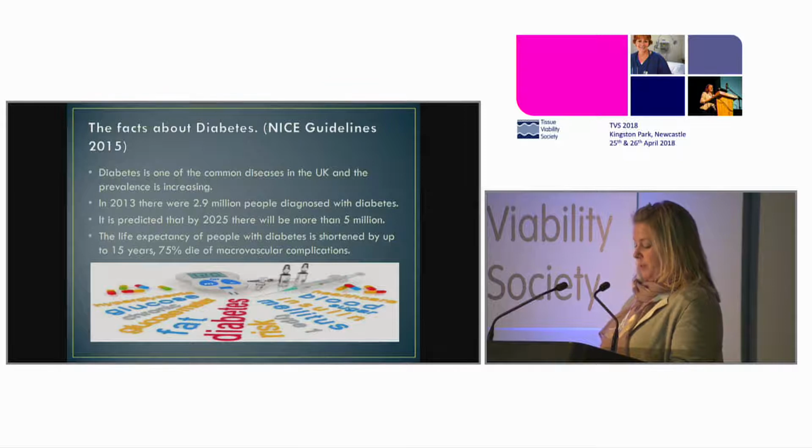Diabetes is one of the most common diseases in the UK, and the prevalence is ever increasing. In 2013, there were 2.9 million people diagnosed with diabetes, and it was predicted that by 2025 there'll be more than 5 million. The life expectancy of people with diabetes is shortened by up to 15 years, with 75% dying of macrovascular complications.